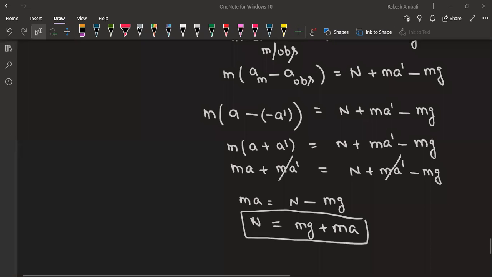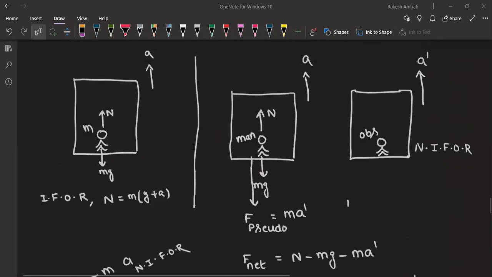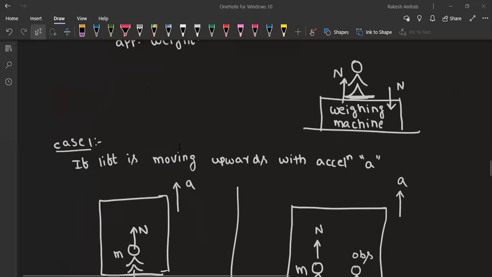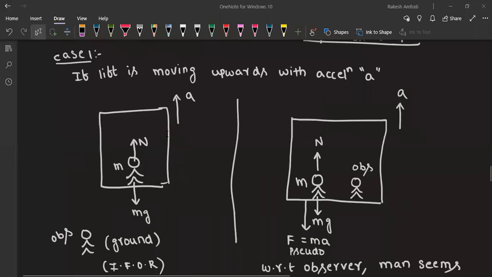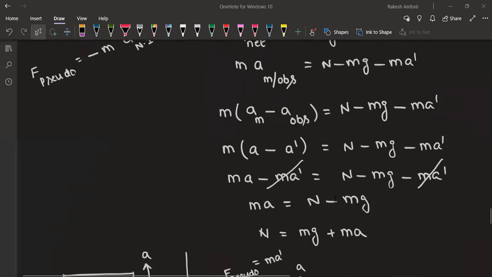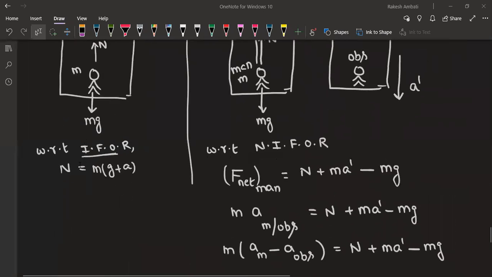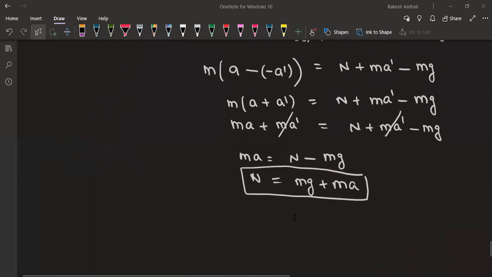Yeah, so finally, in all the cases, the lift is moving upwards. You can solve the question using an inertial frame or a non-inertial frame. In any case, the answer will be the same. So in any question, whether to take the inertial or non-inertial frame is up to you. You follow any method, but the final answer will come out the same.